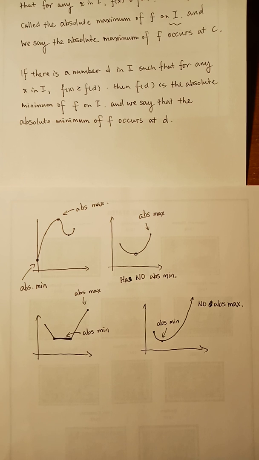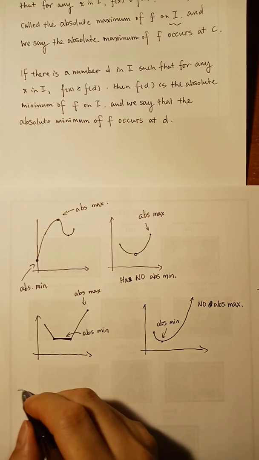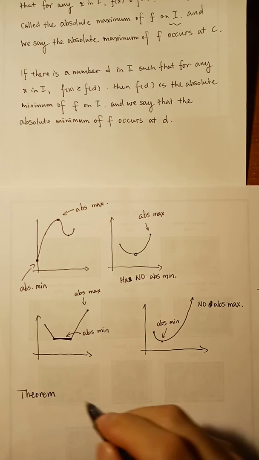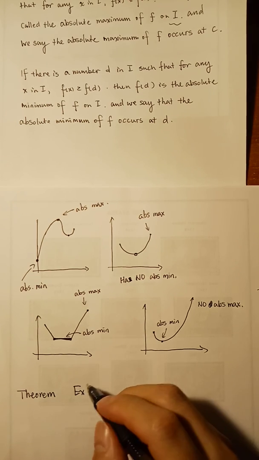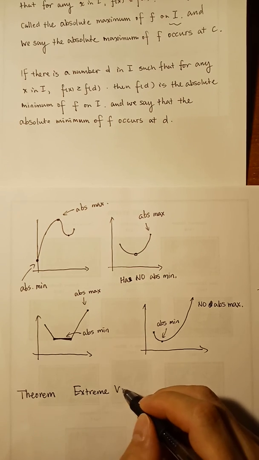Okay, so that gave us a question. Does a function always have an absolute max value or absolute minimum value? Or what kind of function definitely has an absolute maximum or absolute minimum? This is answered by the following theorem. This theorem, we will never prove it in our pre-calculus class. It's called the extreme value theorem.